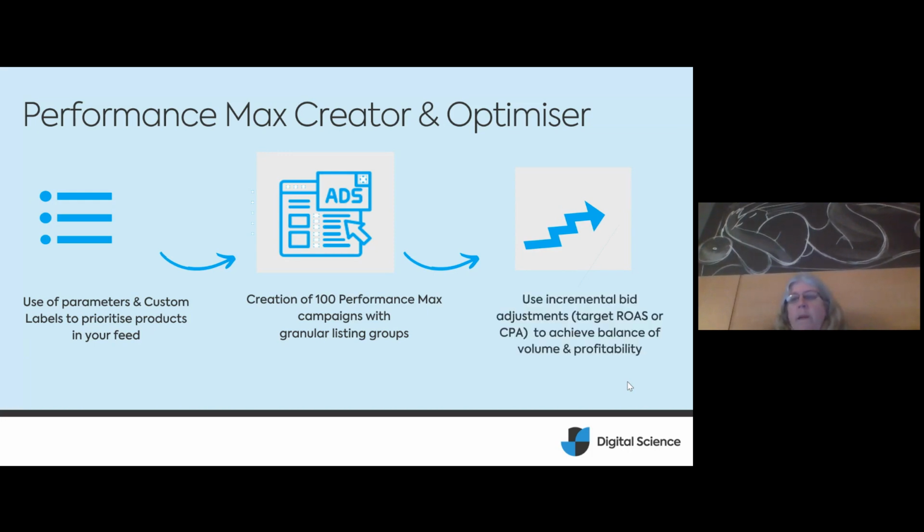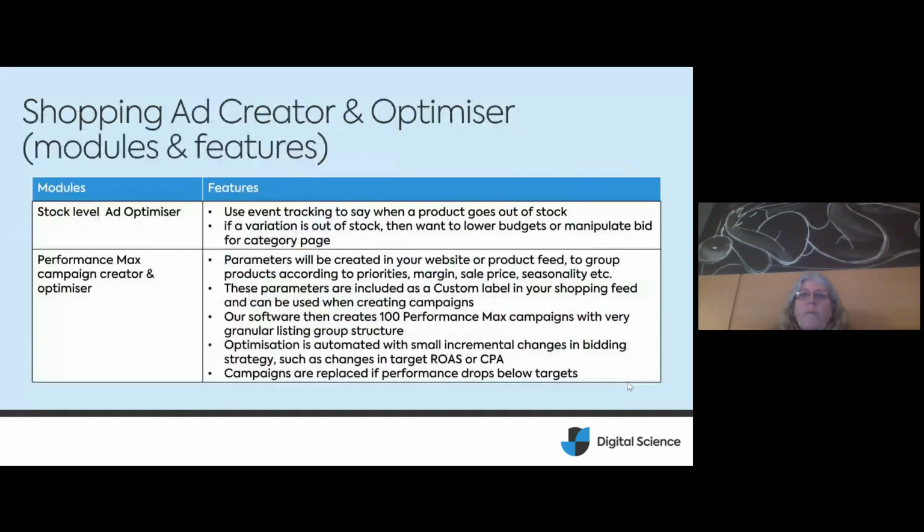We can then use incremental bidding again to achieve the balance of volume and profitability. And that bidding is done at the campaign level. So it's really important to use a custom label, maybe around profitability or margin, and group your products that way, because then you know that this particular campaign, you can afford to go for a much higher ROAS bid strategy than another one where you just want masses of volume because you know you're going to make a profit anyway. And that just explains what I've just said.